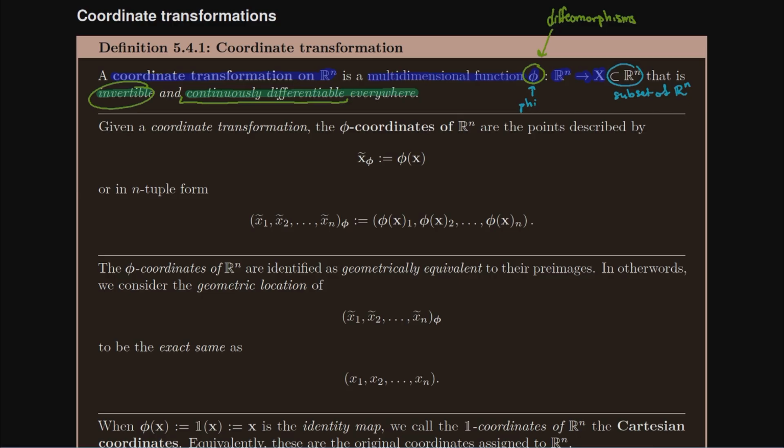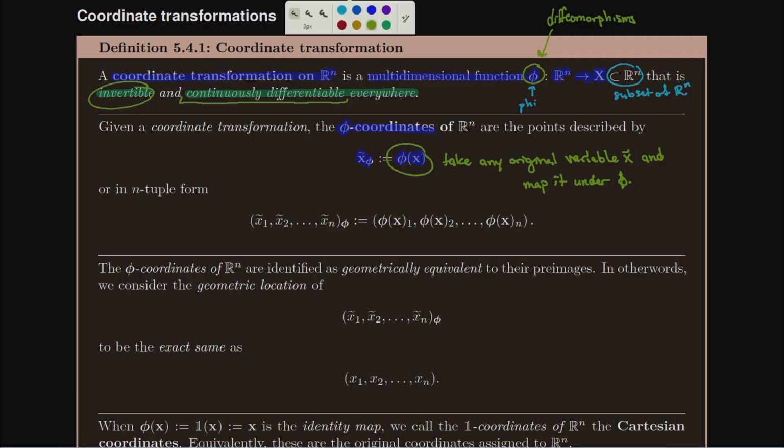And so how do we use this function to induce what we call new coordinates? Well, we induce new coordinates with this function. We call them the phi coordinates. So the phi coordinates are just induced as the image of the variable x under phi. I'm going to call them x tilde phi as my new coordinates. And we just take any original variable x and map it under phi. And of course, since phi is invertible, you can go back and forth between the two coordinate systems. And so we just call the output of phi our new coordinate x tilde.